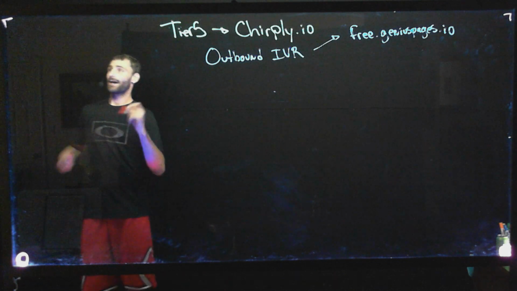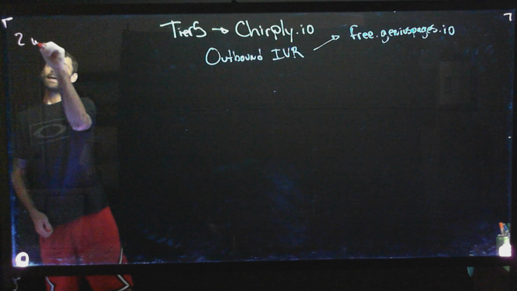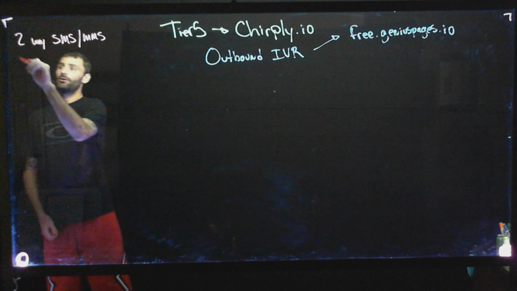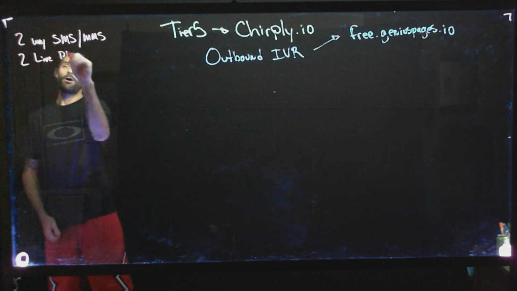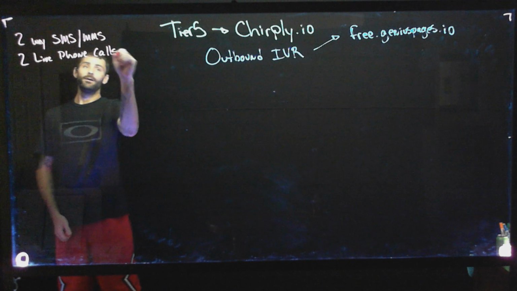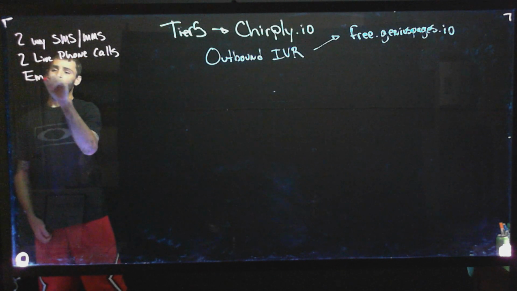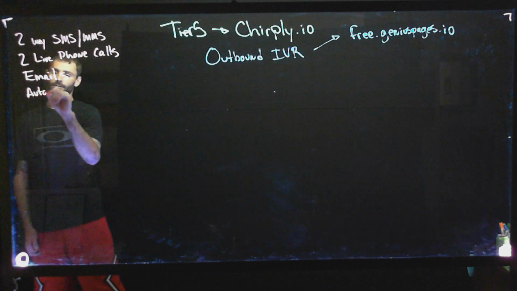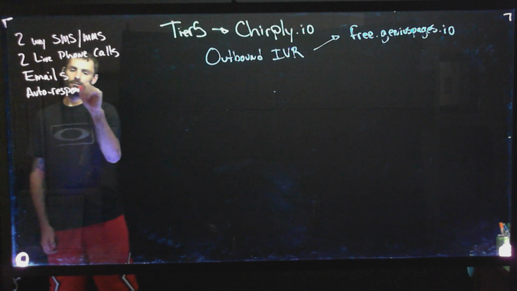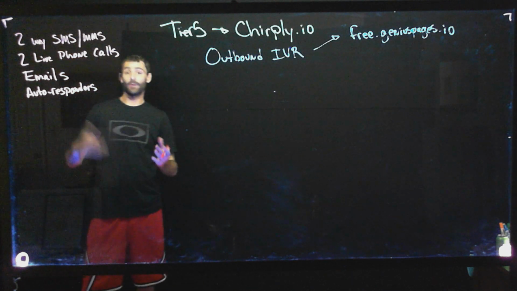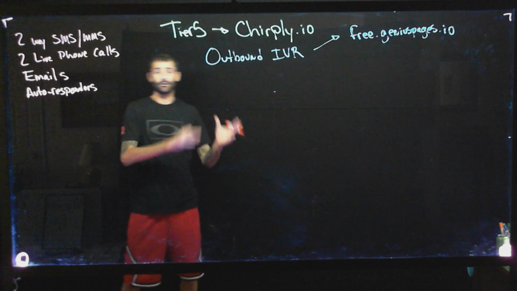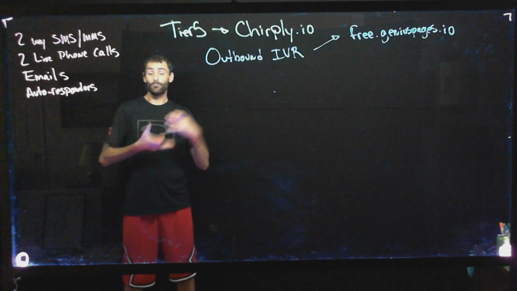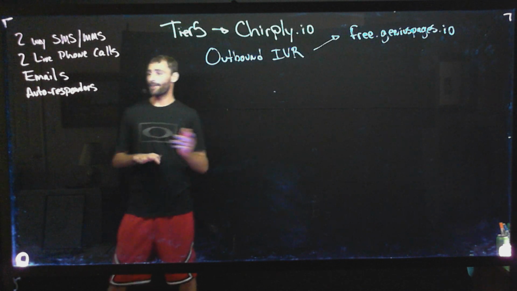Before I jump into the Outbound IVR, I'm just going to talk to you about a few of the things that Chirpley will actually do for you, which is two-way text messages and multimedia messages, two-way live phone calls. It will also send out your emails for you. It will also do autoresponders. Autoresponders are literally whenever people send you incoming text messages, you can look for keywords and automatically respond to those text messages with pre-made text messages so that you don't have to do them manually.